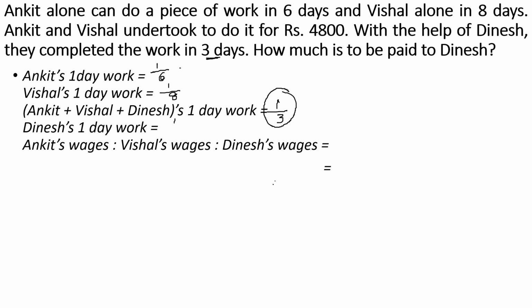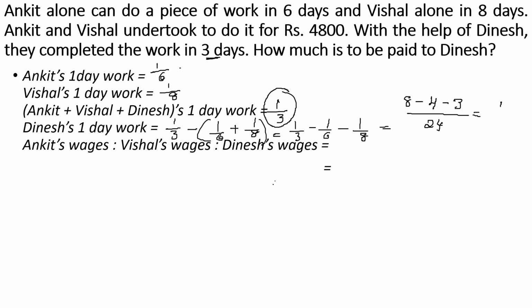Then for Dinesh we have to do subtraction. So 1 by 3 minus 1 by 6 minus 1 by 8. The LCM is 24 here. Now 3 8s are 24, minus 6 4s are 24, minus 8 3s are 24. So 8 minus 4 minus 3, that is 1 divided by 24. So this is the work done by Dinesh, that is 1 divided by 24.